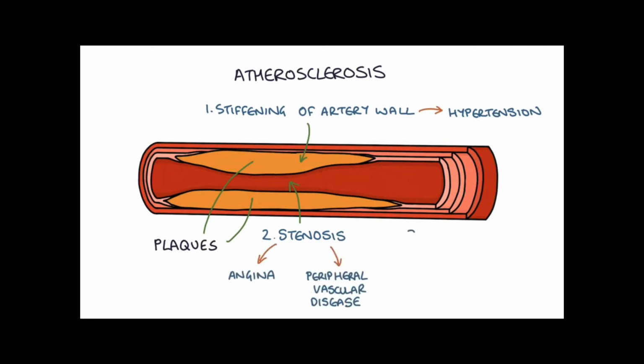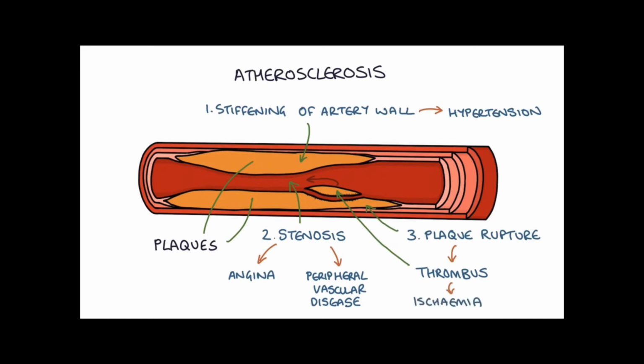And the third problem is plaque rupture, and this is where the plaque breaks off and gives off something called a thrombus that travels down the vessel and blocks a distal part of that blood vessel, leading to ischemia. And this is the main cause of acute coronary syndrome or heart attacks.